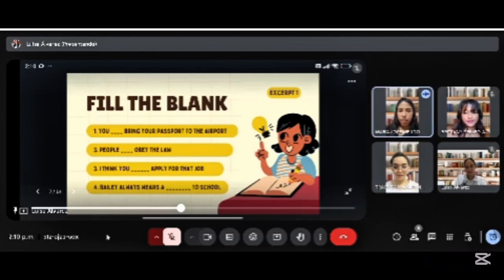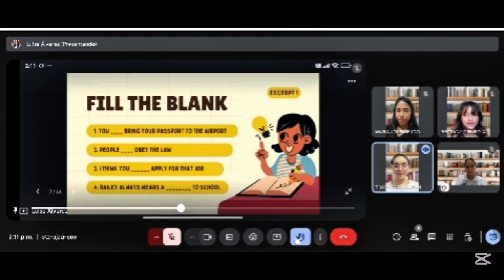Okay, I think this one, the first one, is modal verbs. It could be, you must or you have to bring your passport to the airport. Exactly. Thank you so much. So yes, this exercise is for modal verbs.